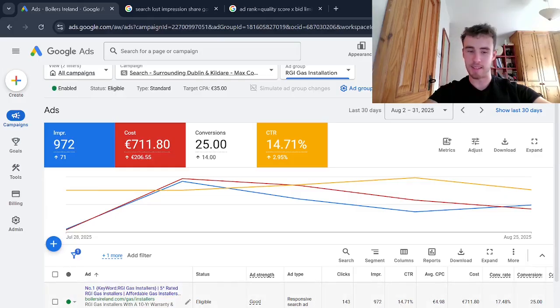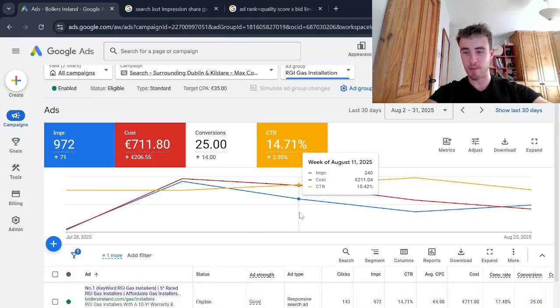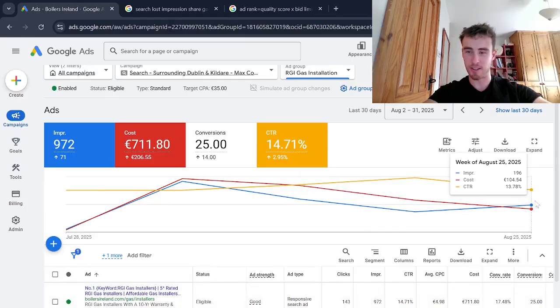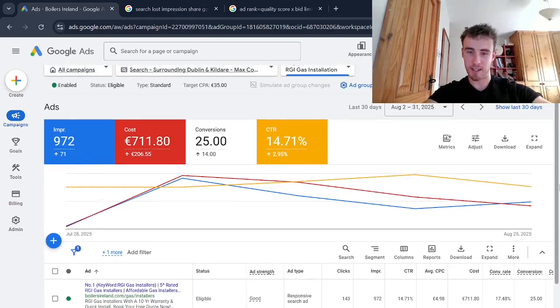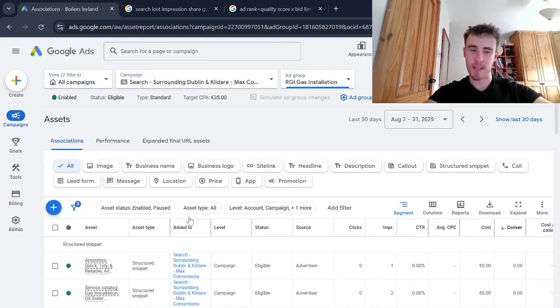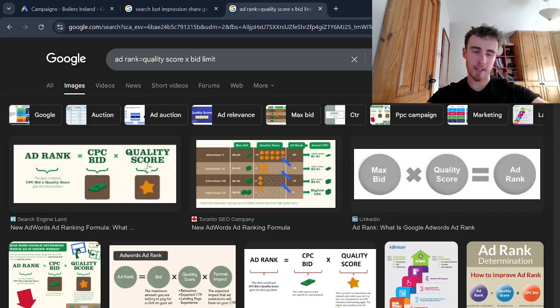And using things again like dynamic keyword insertion, like we mentioned, dynamic location insertion, and different ad copy structures can help out here. And also as well, making sure that all of the relevant assets are being used inside your campaign as well, because the more assets you have, the more space your ad takes up on the page. And the more space your ad takes up on the page, the more likely your ad is going to be clicked on, which means Google will expect your ad to be more likely to be clicked on as well. So that's the quality score aspect of improving your search loss impression share due to rank.